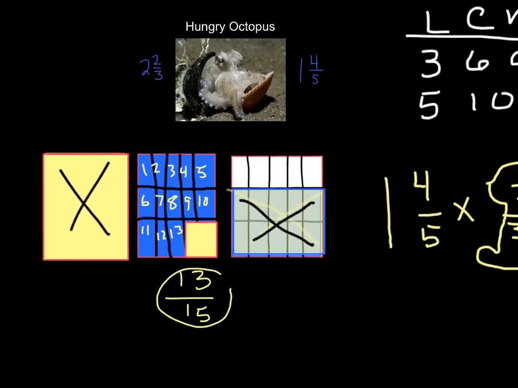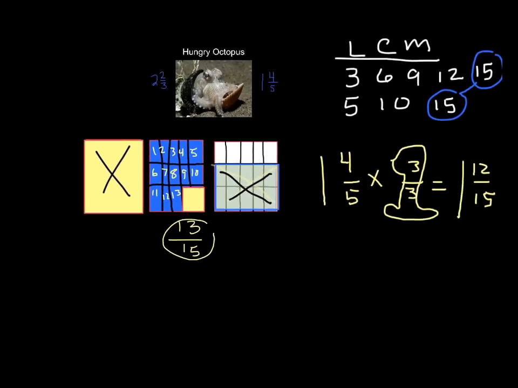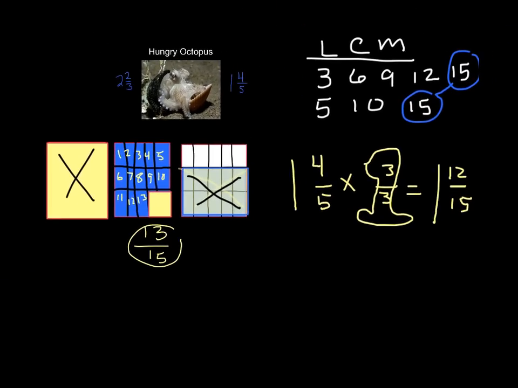So what I'd like you to do right now is go ahead and copy this and then X out the boxes that I've X'd out, change this into 15ths, get rid of this, and then count up your little 15ths, and you should end up with 13 15ths, and I'll wait for you. I'll see you in a minute.